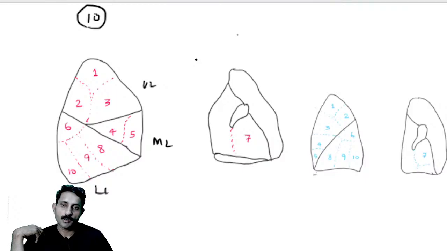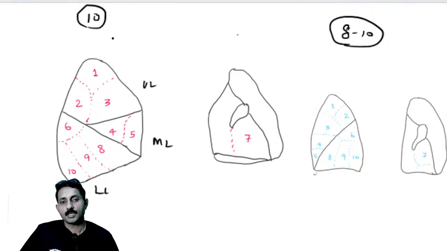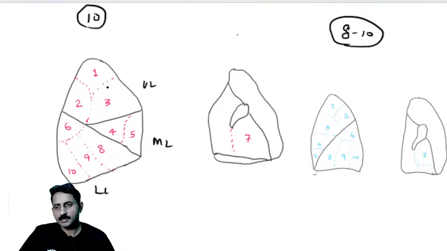On the left side, we can have from 8 to 10. It is not constant on the left side. It can be 8, 9 or 10. But on the right side, it is constant. We got 10 bronchopulmonary segments. They are numbered like this. Okay. We got 1, 2, 3. The upper lobe will have an apical, anterior and posterior.